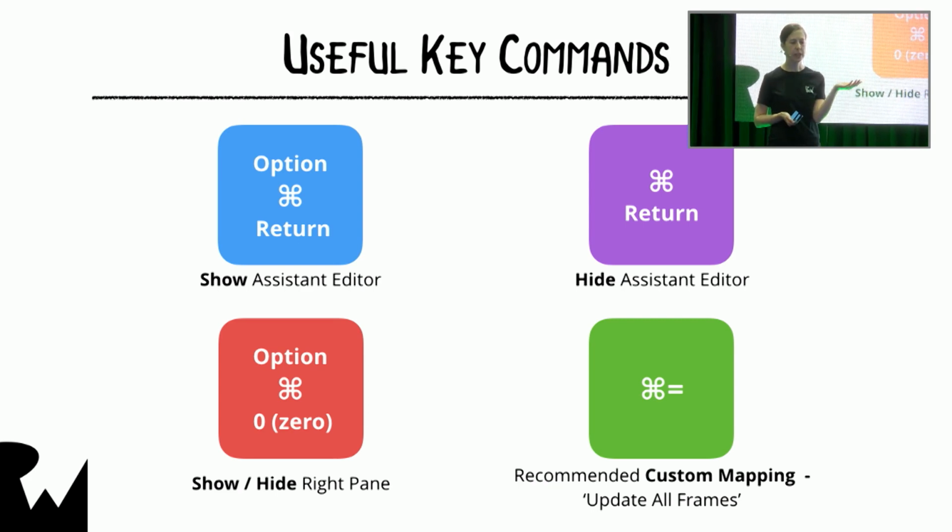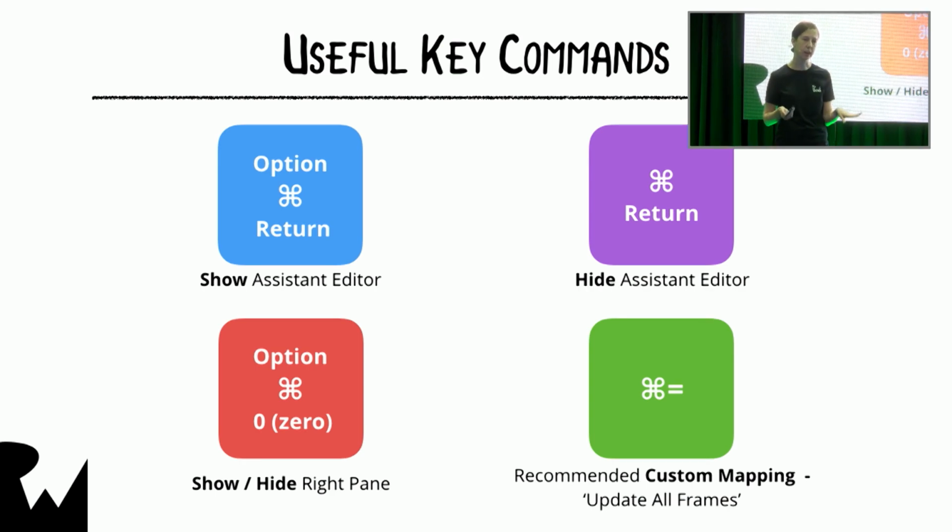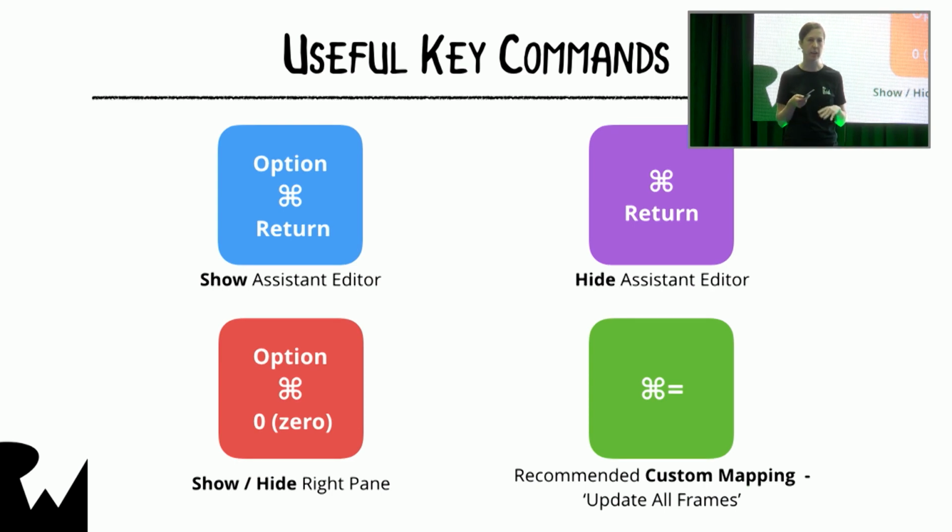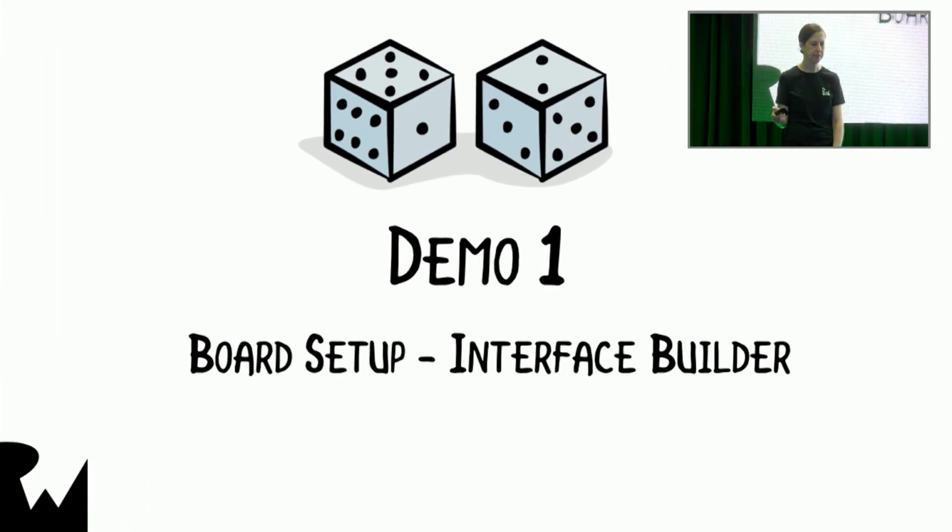And then in Xcode, you are actually able to create your own custom mappings for certain key commands. There's some information in the tutorial materials about how to go about doing that. One that I really like is command equals for update all frames. So that's when you've applied a couple of different constraints to your interface builder canvas, but perhaps the views that you have positioned on that canvas haven't adjusted yet to show you their relative position once the constraints are applied. So some useful key commands that hopefully will help you out. And with that, we're going to move to demo 1.